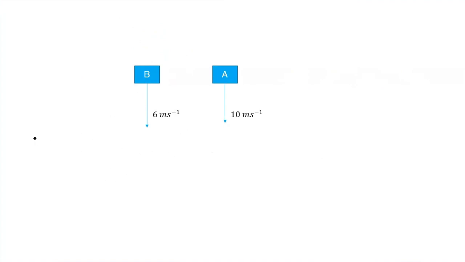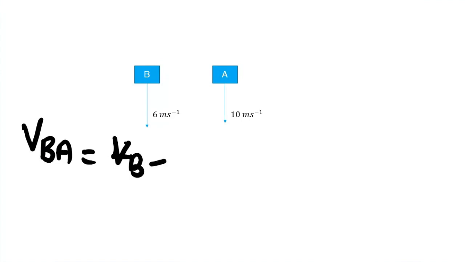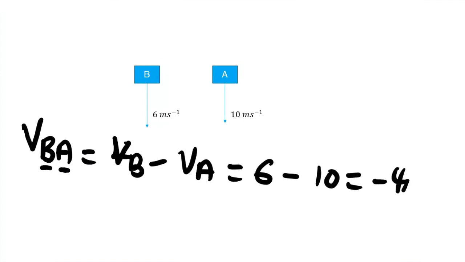Okay, let's have another question. Here they are all moving downward, so the same thing. Here I want to see the velocity of B as seen by A. So I'll do VB minus VA, remember I'm following this trend. VB is 6, minus VA, which is 10. So I'm getting negative 4 meters per second.